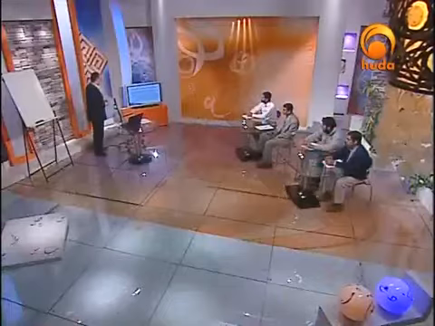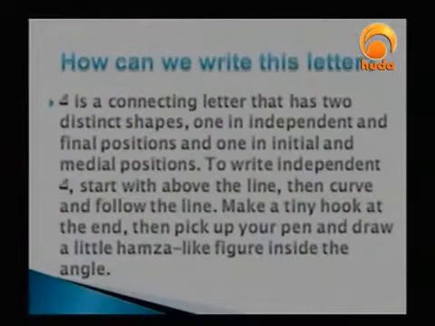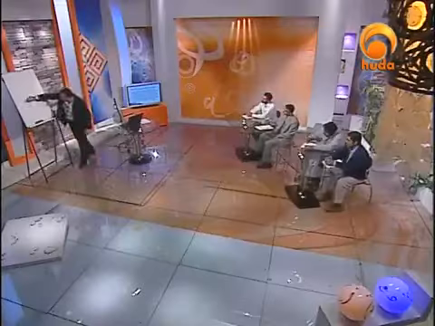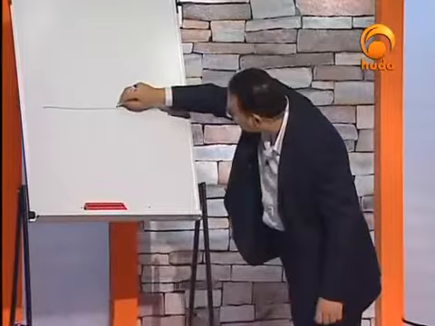Now let me read how we can write this letter. Kaf is a connecting letter that has two distinct shapes. One is for independent and final positions, and one for initial and medial positions. To write independent kaf, start above the line, make a curve and follow the line. Here it is. I would suppose that there is a line here, so I would start with the line here in this way, making another curve here.